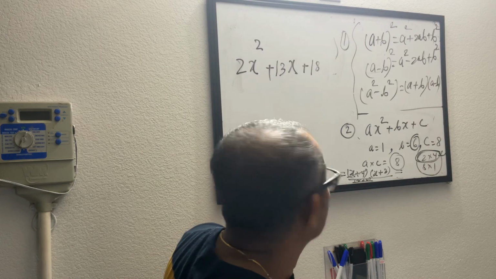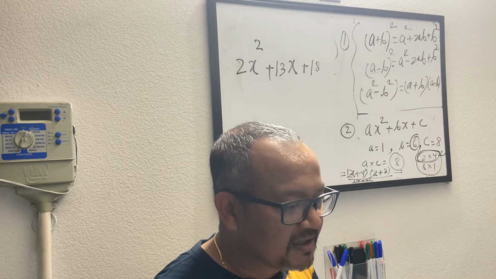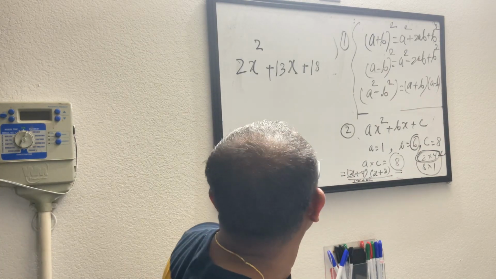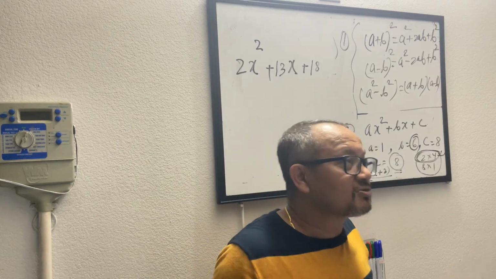Who's the next one? Okay. Can you guys help me factorize this one? I just want you guys to factorize this: 2x squared plus 13x plus 18. I want you guys to convert this into something.